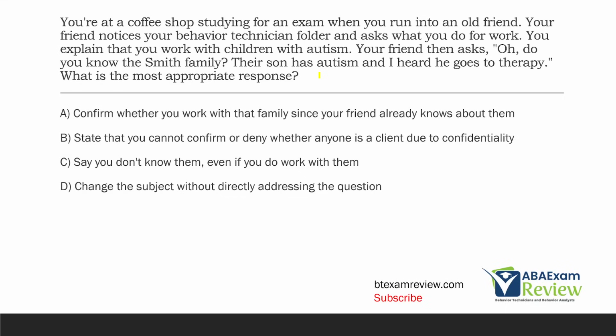And our ethics code also has stipulations we need to maintain privacy. We don't talk about our clients with anyone, right? Unless they're specifically on that client's team and have the right to that information. So even if someone says, well, I know the family, it doesn't matter. That's not your place to talk about them.